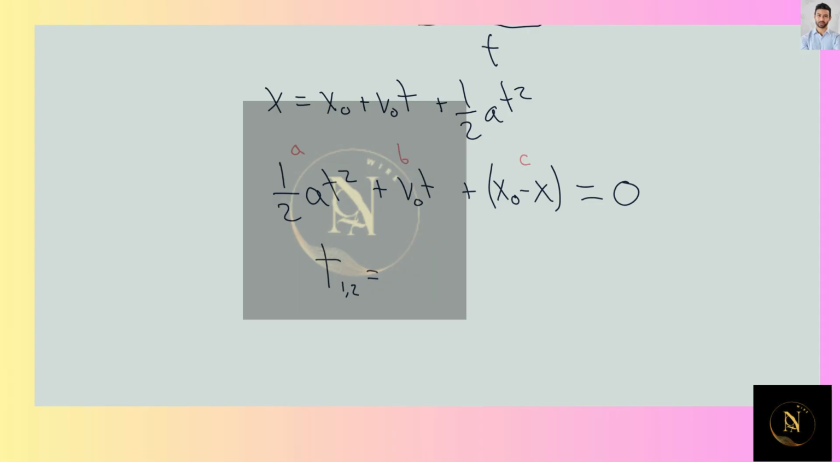And remember that the general formula tells us that the solutions are going to be minus b plus minus the square root of b squared minus 4 times a c, the discriminant, divided by 2 times a. So in this case, we have minus v naught plus minus the square root of v naught squared minus 4 times a times c. In this case, a is going to be equal to 1/2 of a, without the t squared, times the value for c.